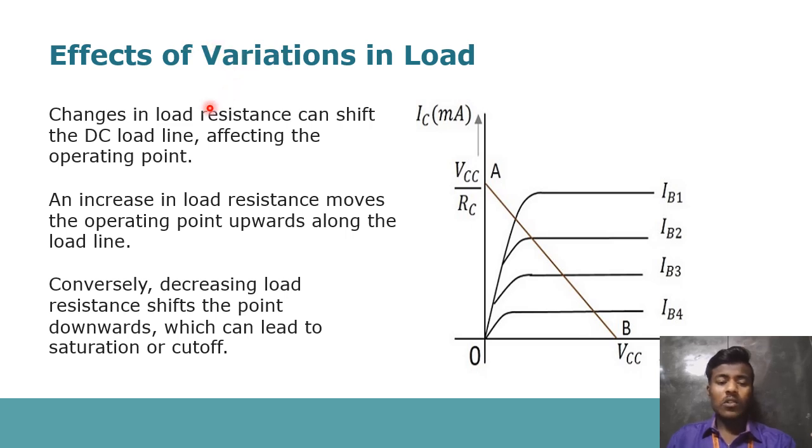Effects of variations in load. Changes in load resistance can shift the DC load line, affecting the operating point. An increase in load resistance moves the operating point upwards along the load line. Conversely, decreasing load resistance shifts the point downwards, which can lead to saturation or cutoff.